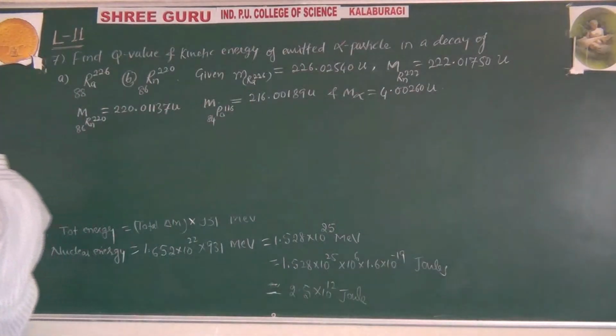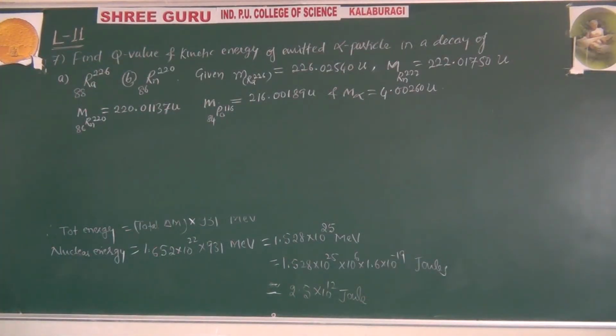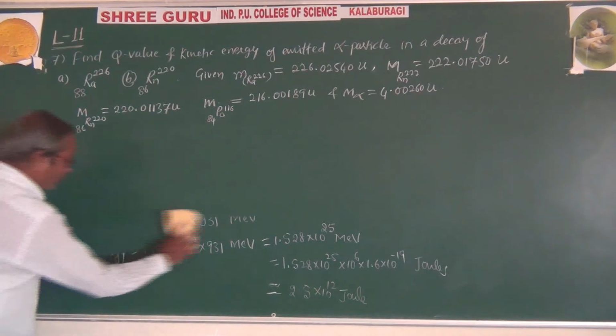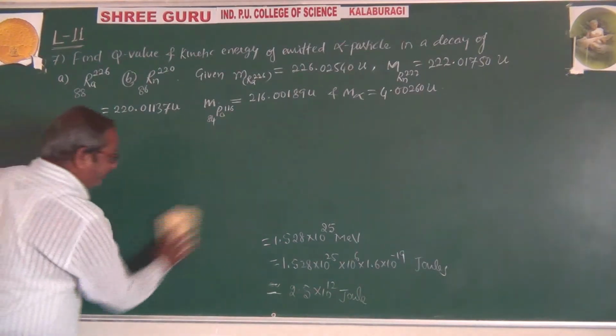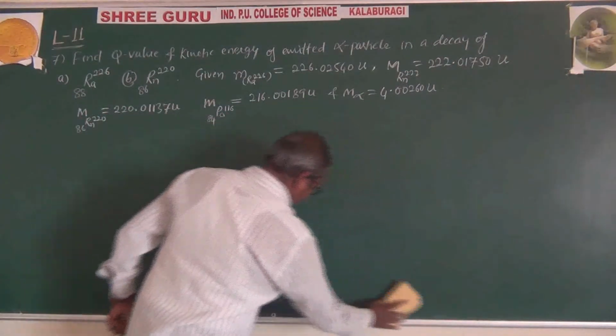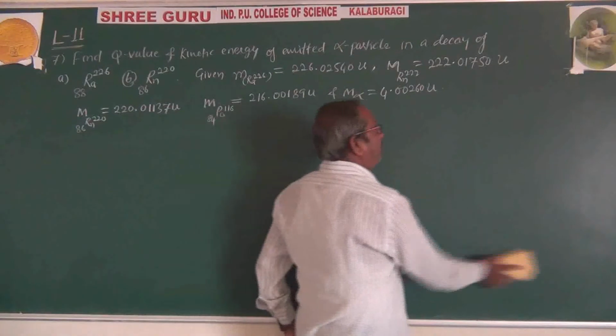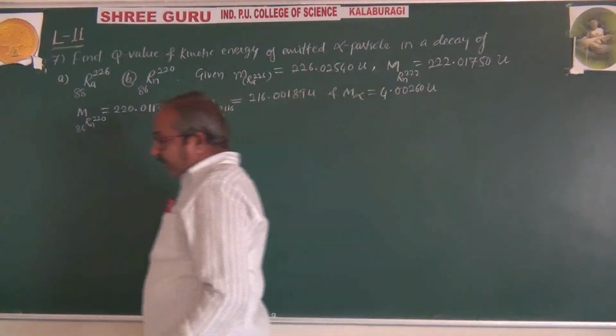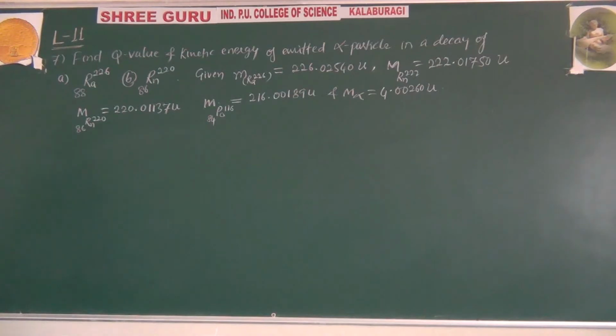So this is what the question is now. We have to find out here what is the energy released. I will read the question once again; you can also read it once again. How we have to find it and simplify. Find Q value means energy and kinetic energy of emitted alpha particles in a decay of radium. It will decay by emitting the alpha particles, and radon will decay by emitting the alpha particles.